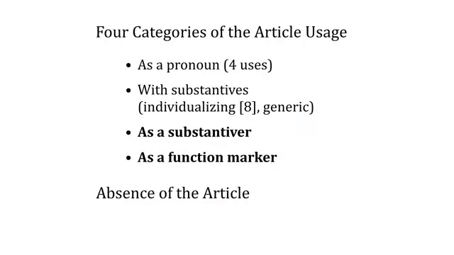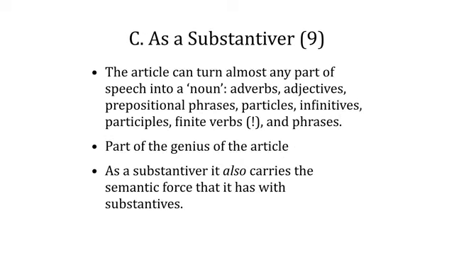In this lecture, we're going to be dealing with the article as a substantiver and as a function marker, and then we'll discuss the absence of the article. Previously, we looked at the article as a pronoun, 4 different uses, with substantives both as an individualizing and a generic article. So the first thing I want to discuss is the article as a substantiver.